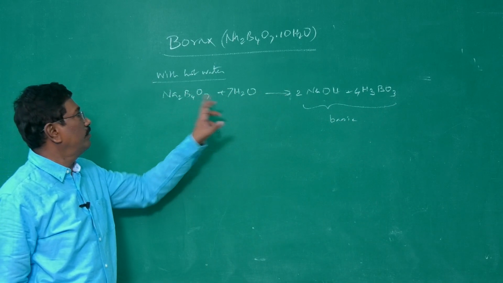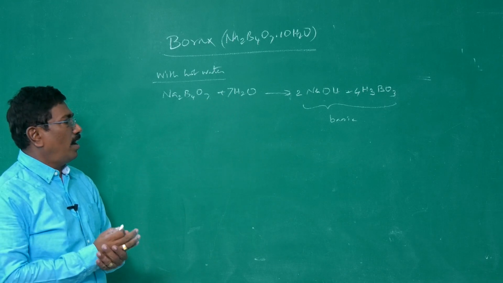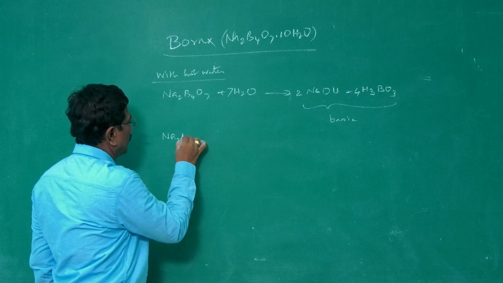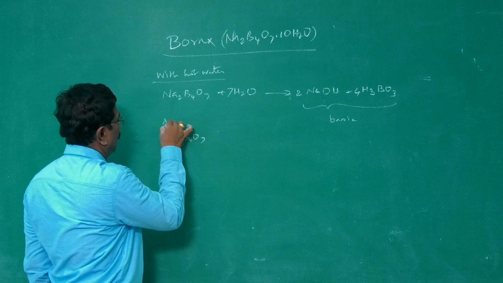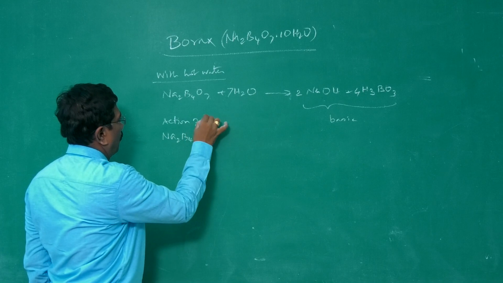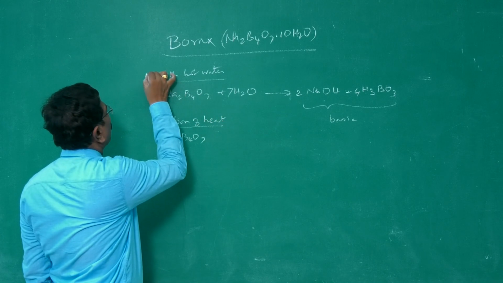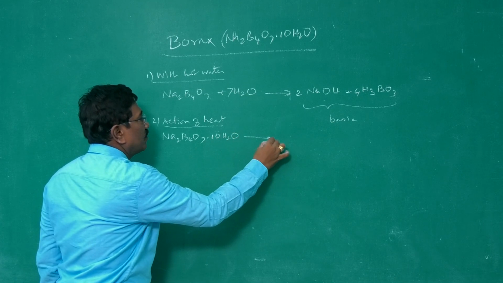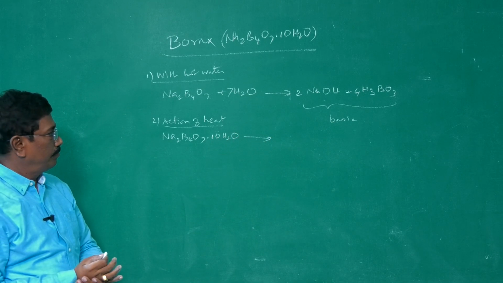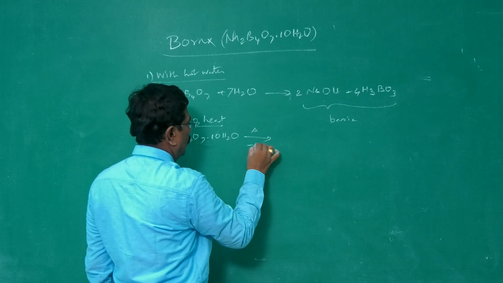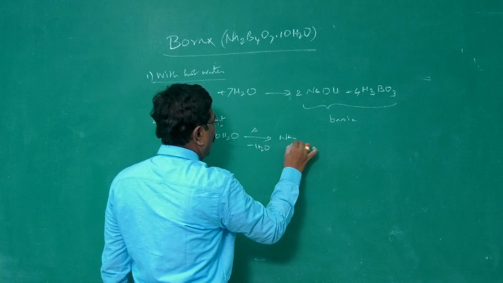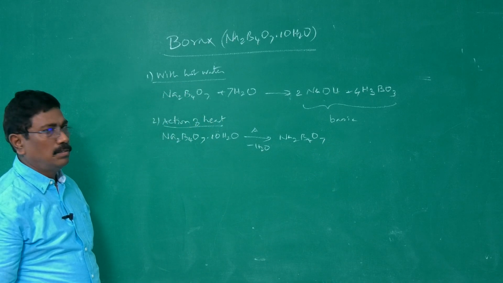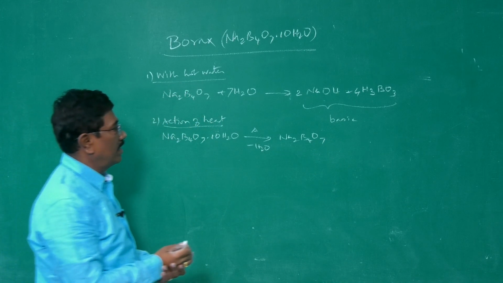The aqueous solution of borax is found to be basic. Then, action of heat: when borax is heated, it loses its water of hydration first. Therefore, it becomes Na2B4O7, anhydrous borax. Borax glass, we can say.